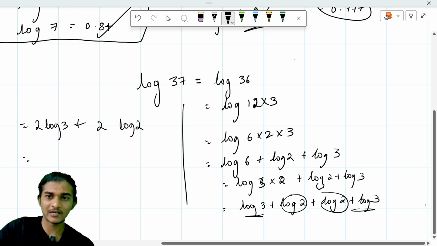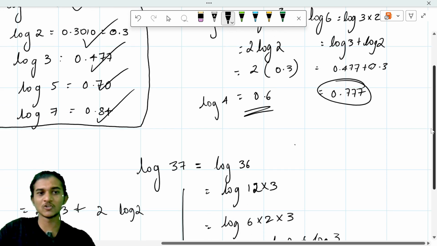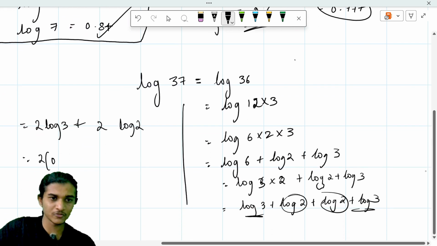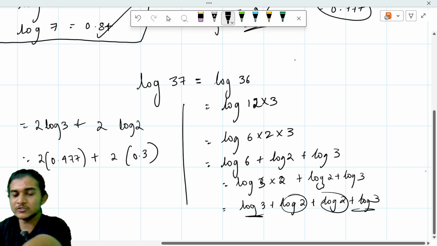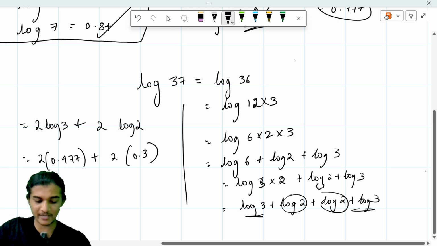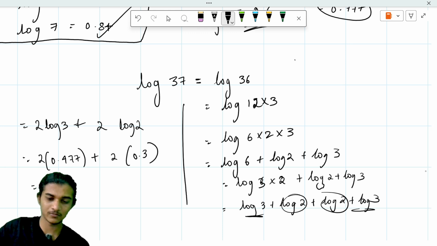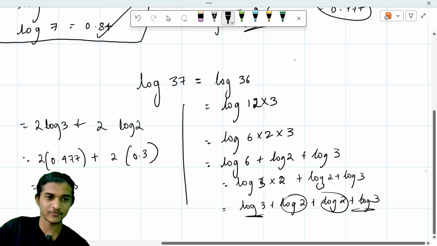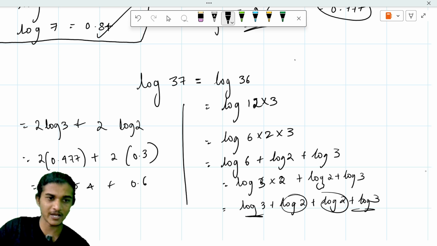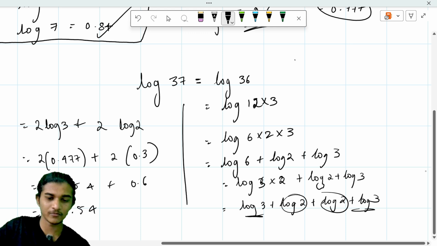Then what you're going to do is use these values, you have the values over here. Log 3 is 0.477, 0.477 plus log 2 is 0.3. And then you should just take the calculator and simplify it, or else do it manually. I'm going to use the calculator. 0.477 into 2 is 0.954, and this is 0.6. So plus 0.6 is going to give you 1.554. Your log of this value is going to be 1.554.